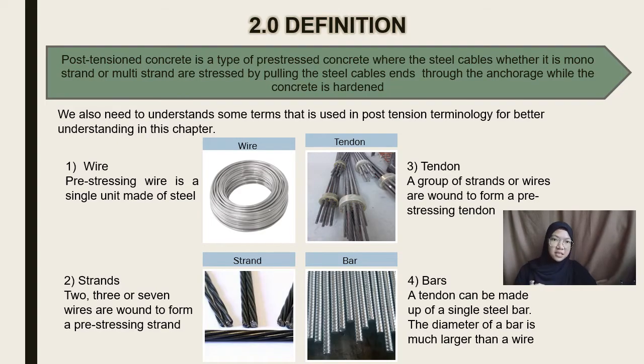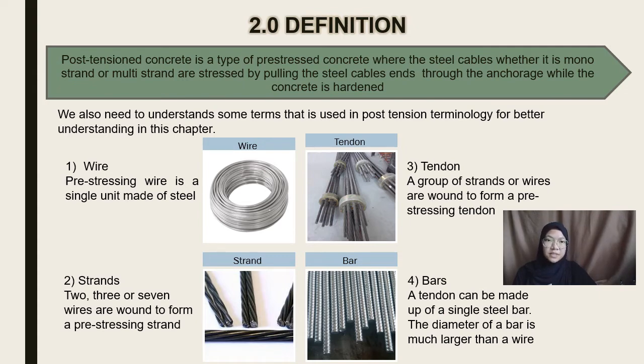By definition, post-tension concrete is defined as a type of pre-stressed concrete where the steel cables, whether it is monostrand or multi-strand, are stressed by pulling the steel cable ends through the anchorage after the concrete has hardened. We also need to understand some terms that are used in post-tension terminology for better understanding in this chapter.